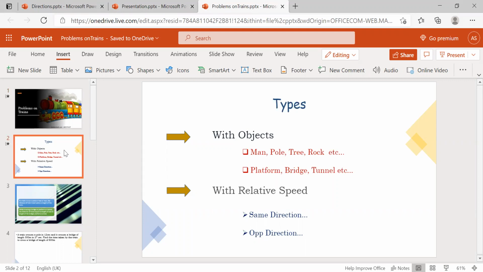And this topic, problems on trains, is nothing but a subtopic of time and distance. So what are the terms we are using here? One is speed, another one is distance, and time. These three terms only we are using here also.